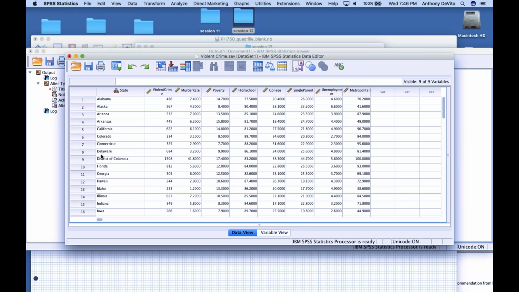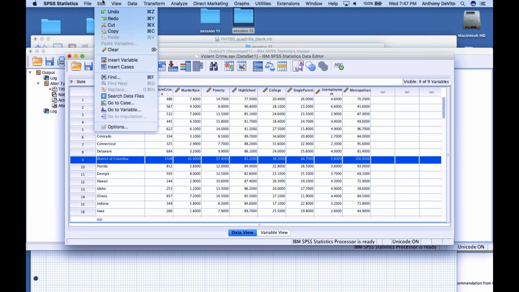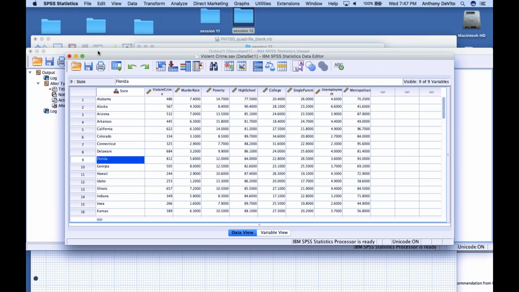So I'm going to eliminate DC. It's not a state anyway, so I don't feel so bad about clearing that out of here. I'm going to take another look at this graph.